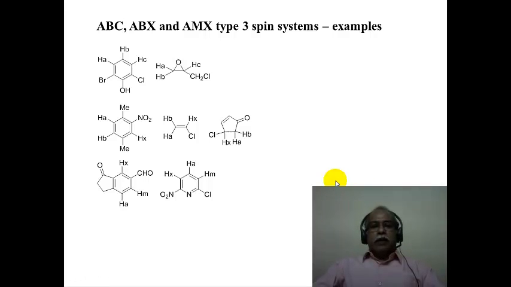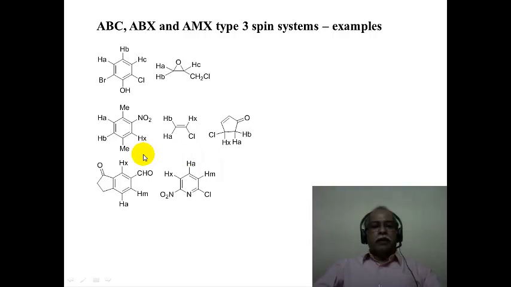The next higher spin system would be ABC, ABX or AMX. These are 3-spin systems, fairly complex systems. Examples of 3-spin systems are given in this slide. You can see, for example, a differentially ortho-substituted phenol. Then the epoxide of allyl chloride again constitutes an ABC system, the hydrogens on the 3-membered ring, for example.